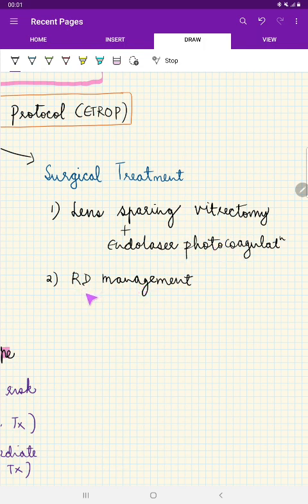Now, when does retinal detachment happen? Yes, it is the stage 5 disease. Okay, in stage 5 it is total retinal detachment, and stage 4 of ROP is subtotal retinal detachment. That is, stage 4A is not involving the fovea, that is extrafoveal. Stage 4B is including the fovea.